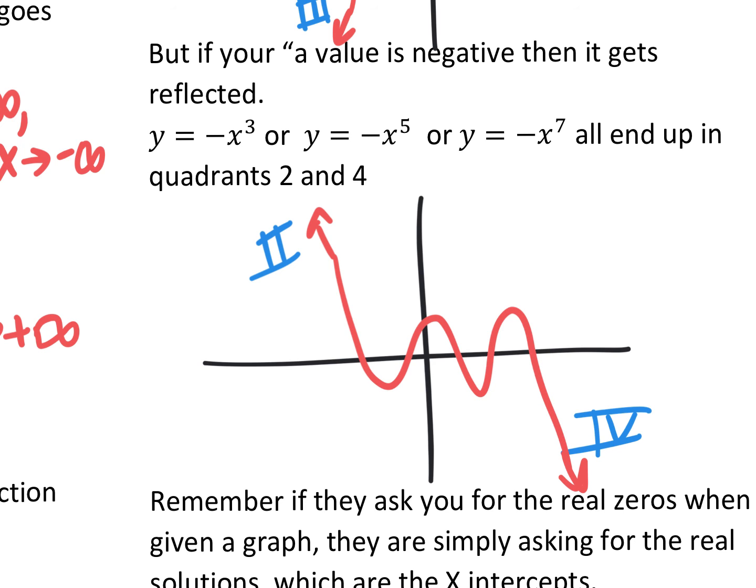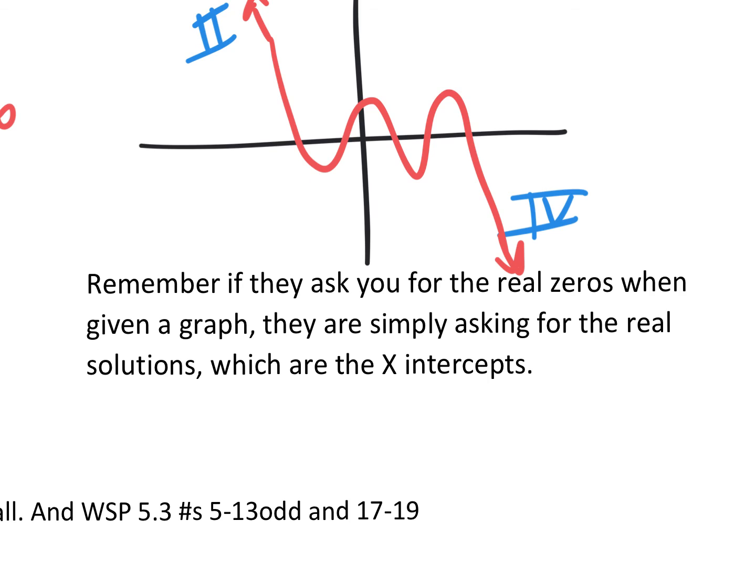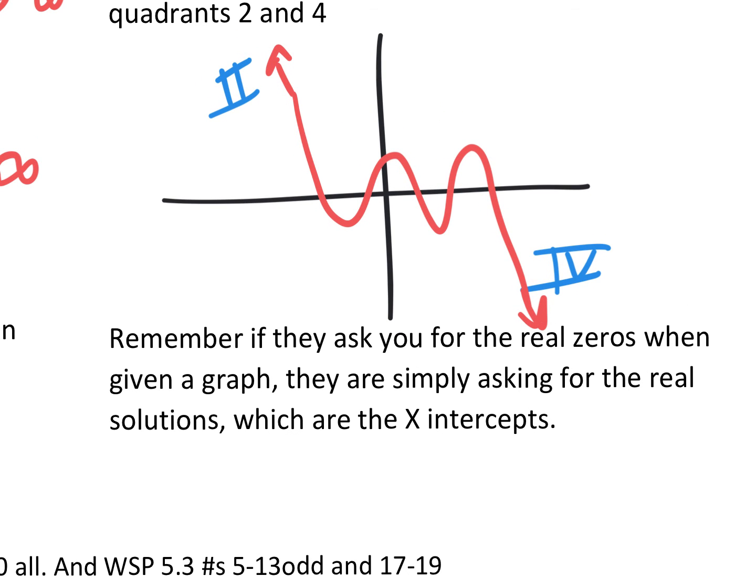Anyway, final detail. Remember, if they ask you for the real zeros when they give you a graph, what they're simply asking for are the x-intercepts. Real zeros are x-intercepts. X-intercepts are real zeros. I mean, they're also technically called roots, solutions, answers. But if I were to give you that exact graph right there and I said, how many real zeros does it have? What would you say? It actually has 1, 2, 3, 4, 5. That's right, 5 real zeros.